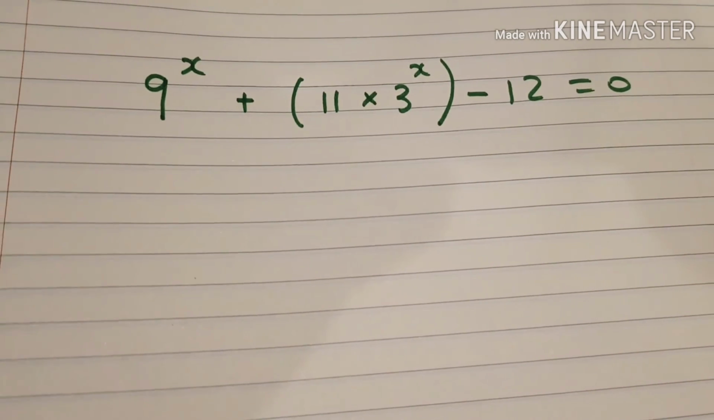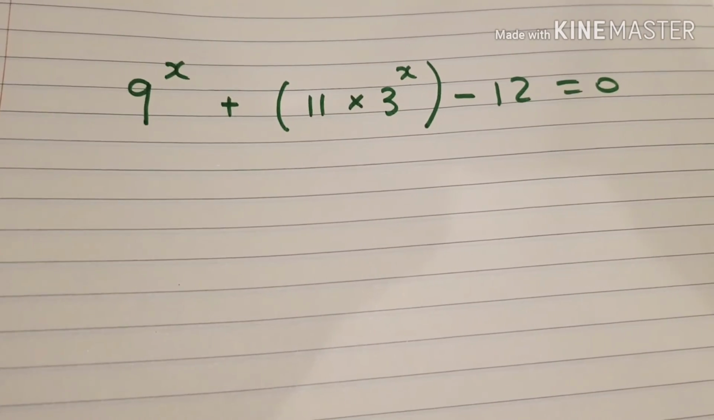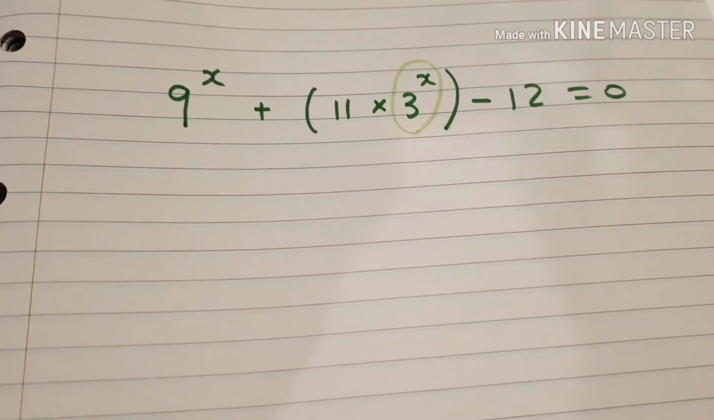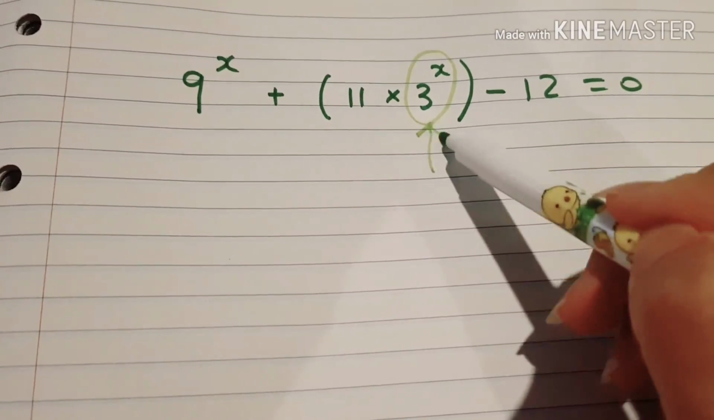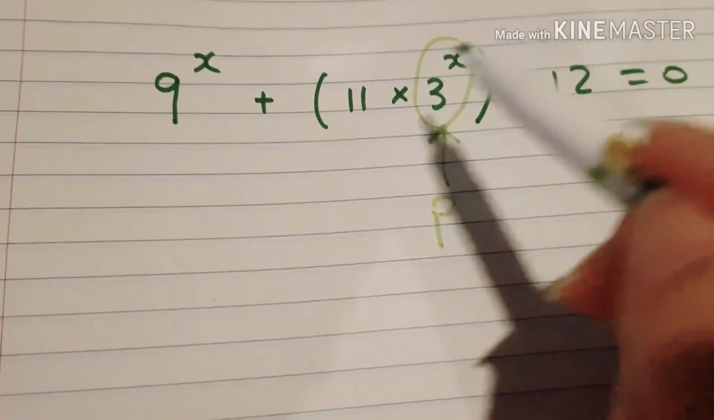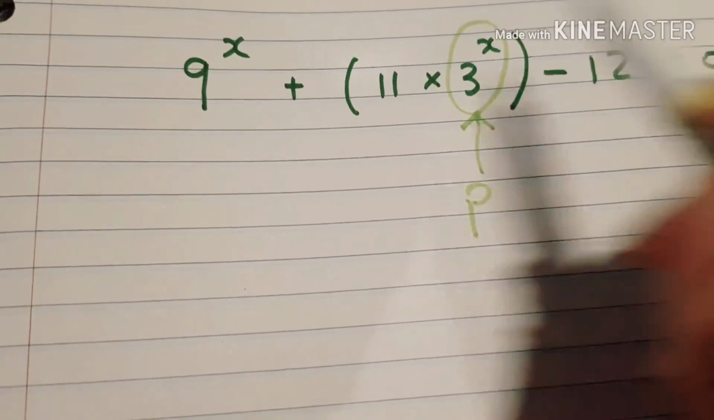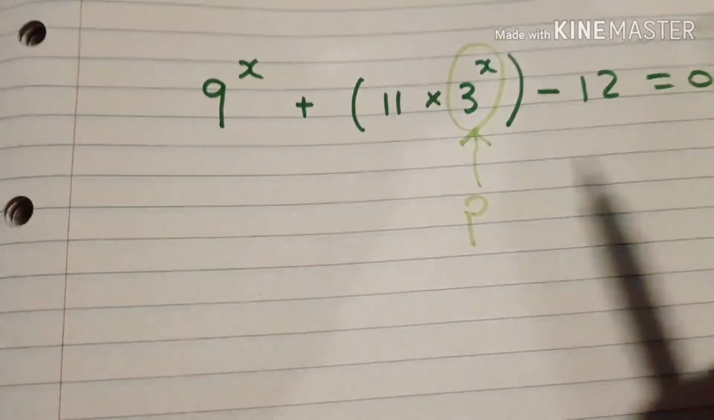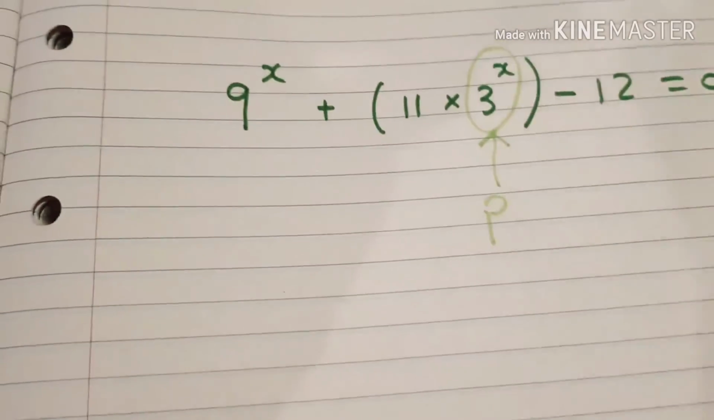How about this one? Then how about this one? How would you make it simpler? Again, let's make this one P, because somehow I just want to make it into 11P minus 12 and make this P squared. Should we test whether P squared is this one?